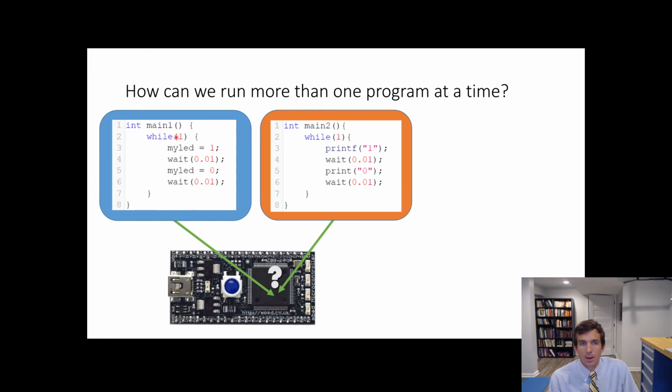Okay, so clearly we have the transistors and the time and the resources in order to execute more than one program at a time, but somehow we don't have the infrastructure in terms of our software to do it. Does it make sense?